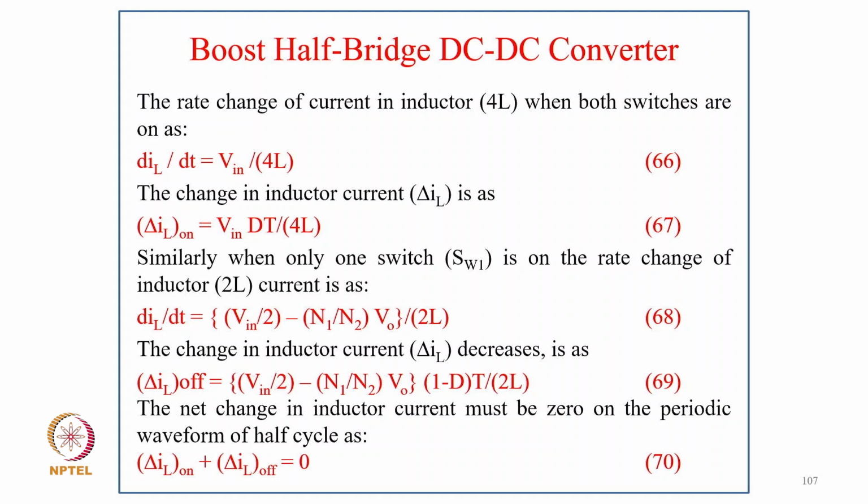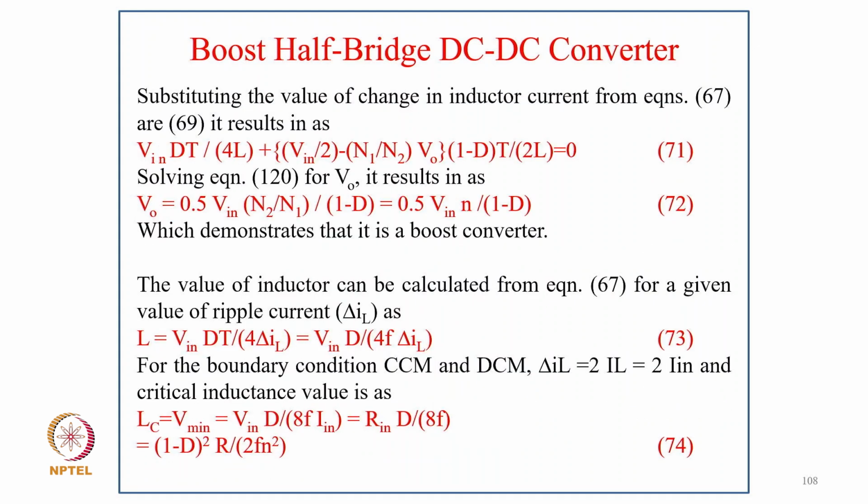So delta IL on plus delta IL off equal to 0. Substituting the value of inductor from this, it becomes Vin dt divided by 4L in bracket Vin by 2 minus N1 upon N2 VO into 1 minus dt upon 2L equal to 0, and VO equal to 0.5 Vin N2 upon N1 divided by 1 minus D, or equal to 0.5 N divided by Vin. So which demonstrates that it is a boost converter.